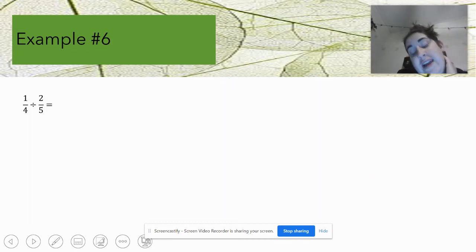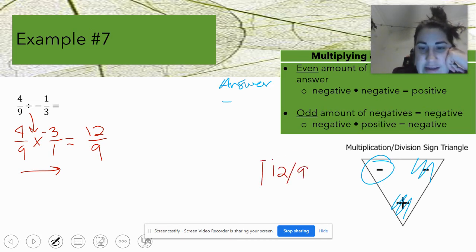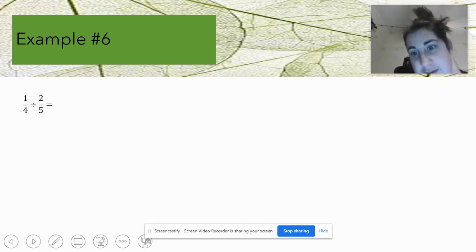So now 12 and 9 do have something in common. Do you guys know what it is? It's 3. So 3 goes into 12 4 times. 3 goes into 9 3 times.